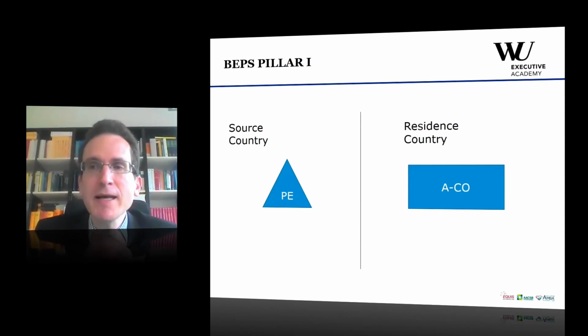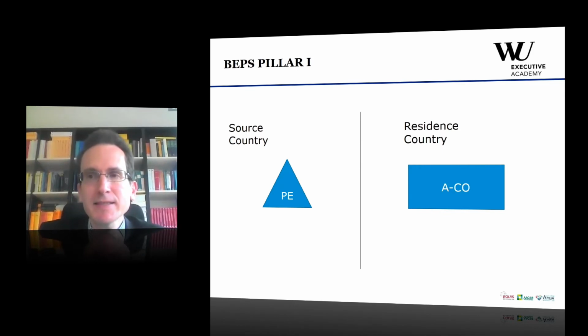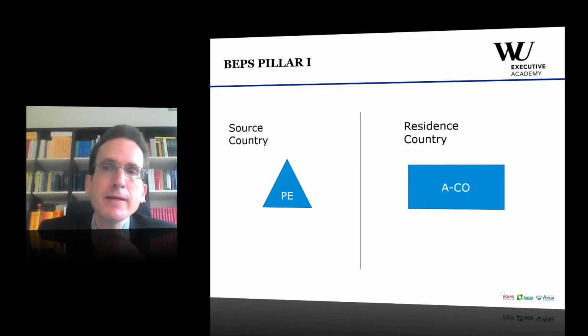So the OECD has taken up this approach and has published several proposals to tax the digitalized industry. And the latest proposal now in the blueprint end of 2020 is to introduce something like a formulary apportionment. Justina, can you go to the next slide?